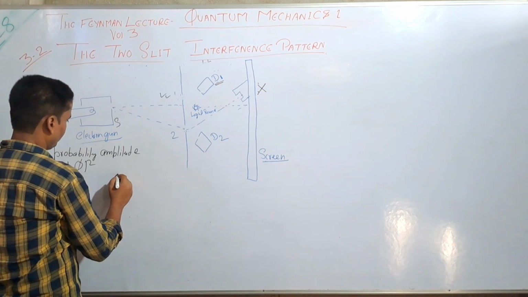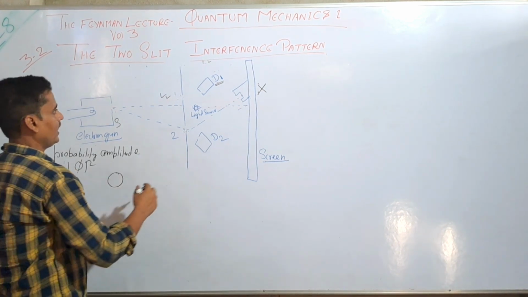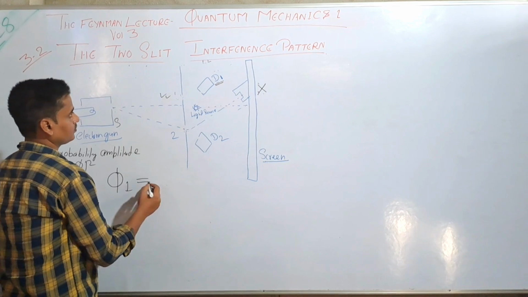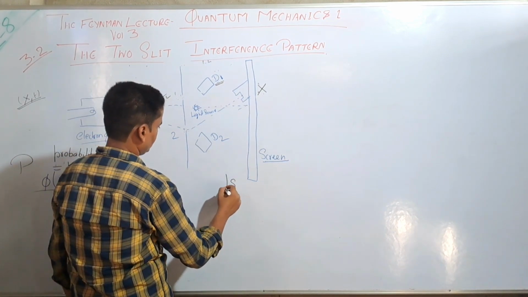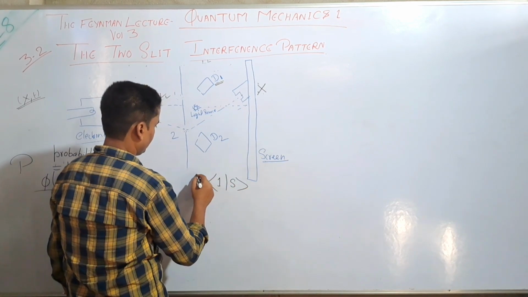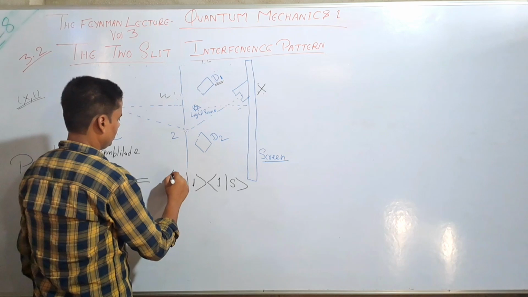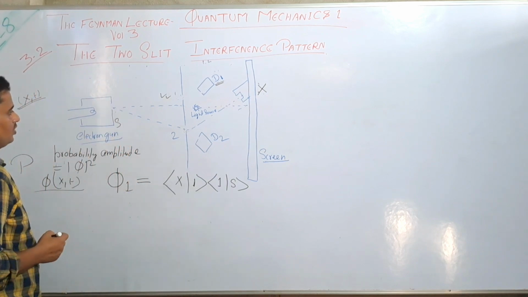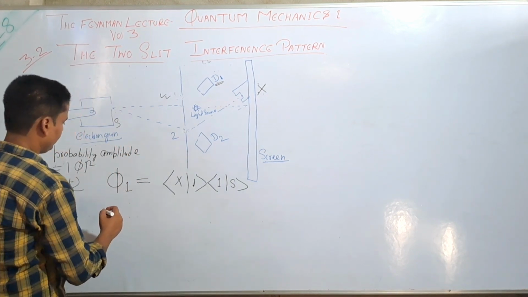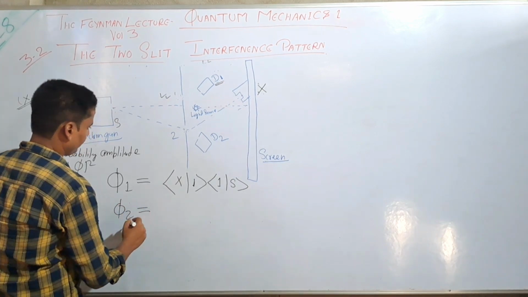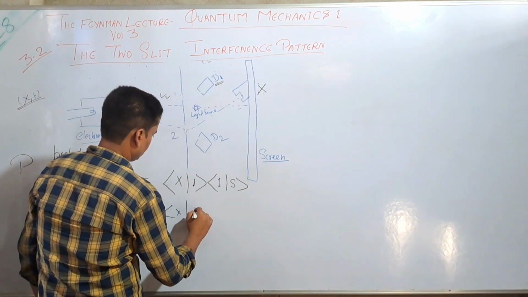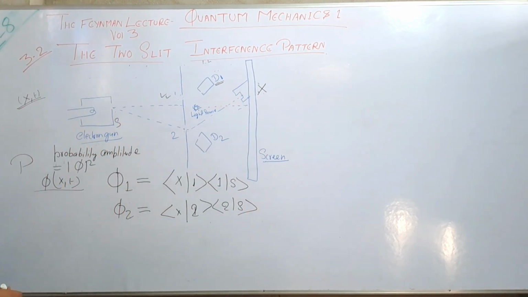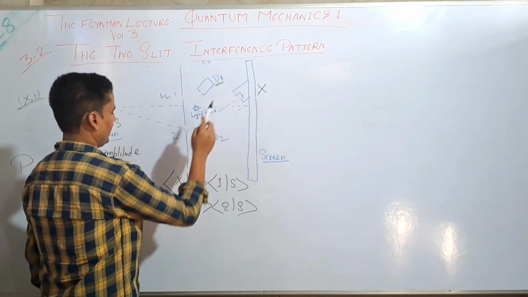So the probability amplitude of the electron going through hole 1 and ending up at X, we can describe as phi 1 equal to the amplitude from source S to the first hole, and from the first hole to screen X. This is the bracket notation. Again, if the electron is going through hole 2, we can describe the probability amplitude phi 2 as equal to the amplitude from S to hole 2 and from hole 2 to X. This is the probability amplitude of the electron going through hole 2 to X.